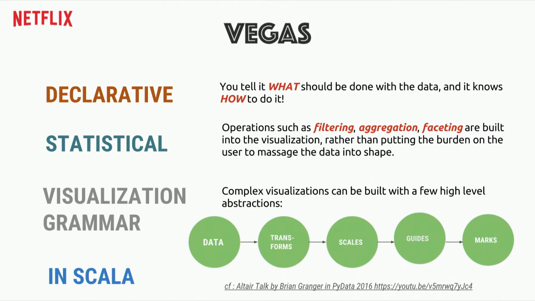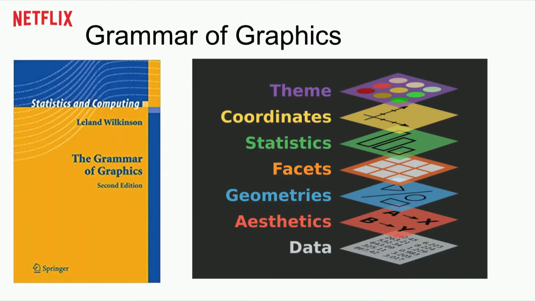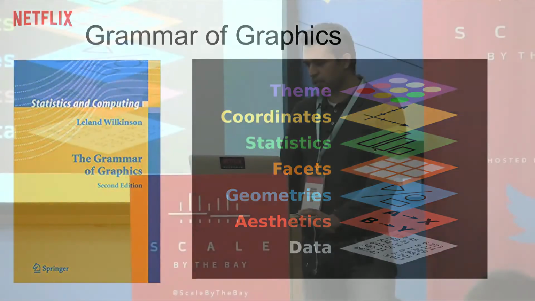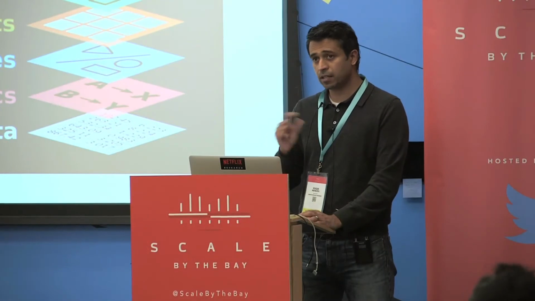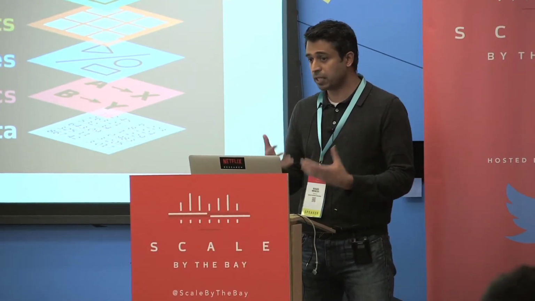Vegas is built on this concept of visualization grammar, where the idea is that we provide you a couple of blocks, and then you arrange those blocks in a way that you want to come out with your own creative visualizations. The visualization grammar is based on an idea called the grammar of graphics, which was popularized by the author Leland Wilkinson. And the main idea is that your graphs or your charts are composed of these layers that you see over here.